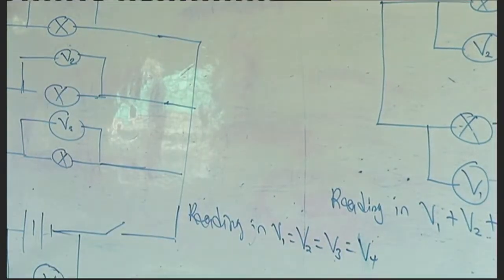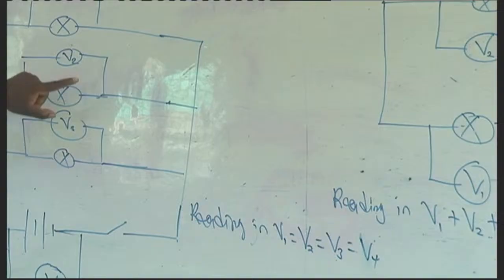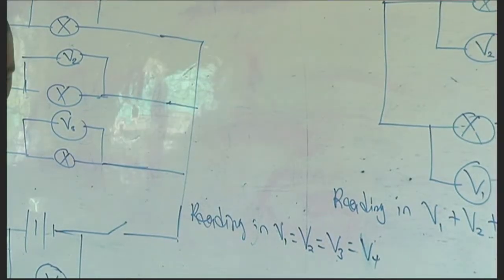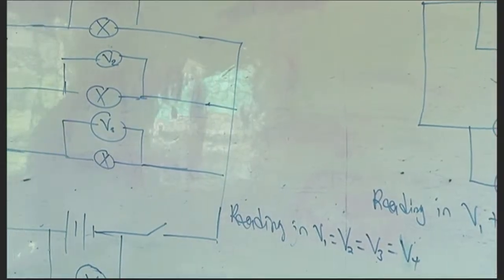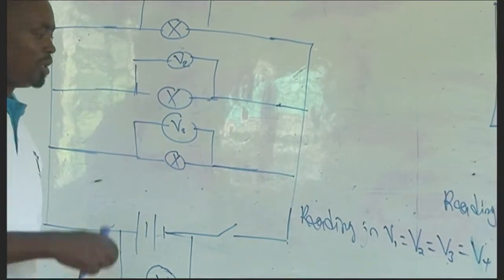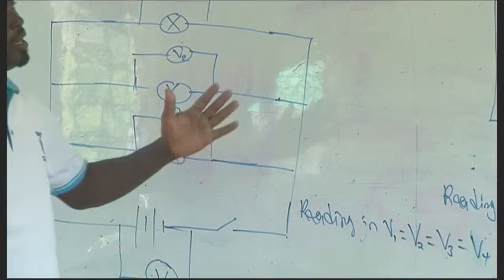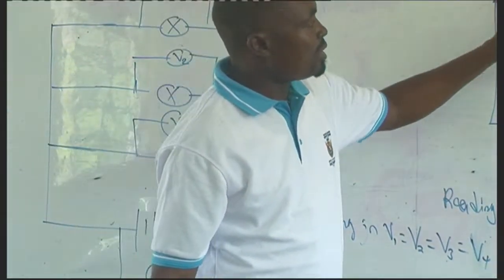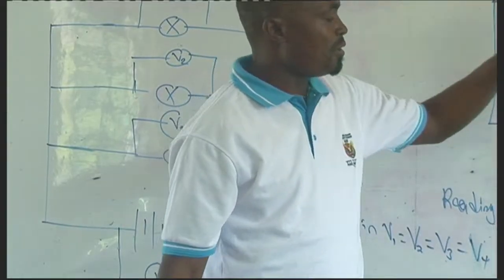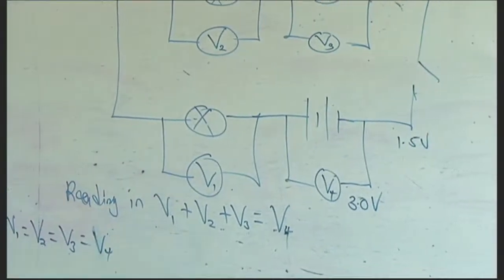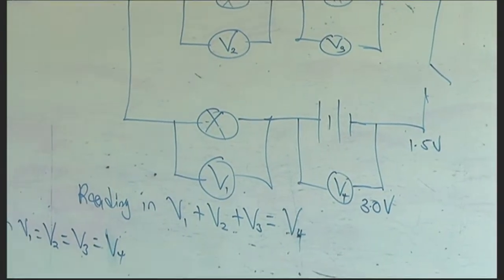So in parallel arrangement, we'll have the same reading. So we'll see 3V here, 3V here, 3V here, 3V here. So we have the same or common reading across each component in parallel arrangement. And therefore, we can now conclude that when components are connected in parallel, the same voltage drop is noted across each component. However, in series, the sum of V1, V2, V3 was the same as the supply voltage. So there's that difference between series and parallel.